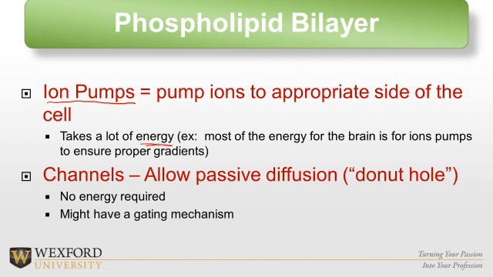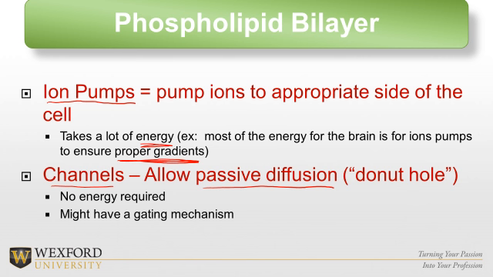It takes energy. For example, most of the energy in your brain is for ion pumps to ensure proper gradients, so your neurons, basically your nerve cells in your brain, are going to work properly. But there are also channels, specialized channels that allow passive diffusion. What we mean by that is it just allows things to flow from one side to the other.